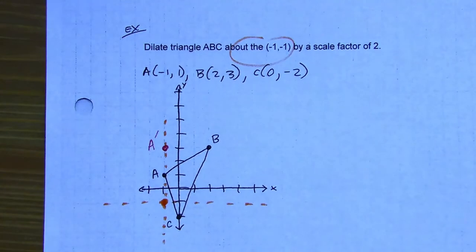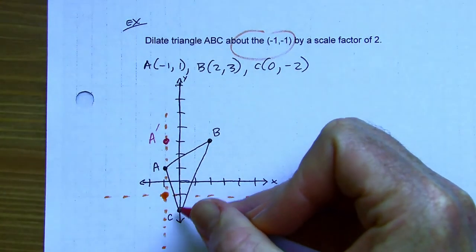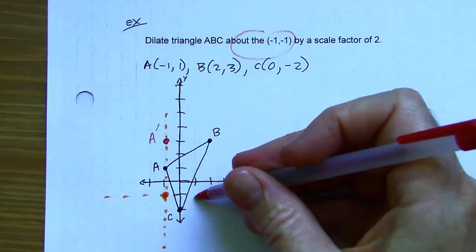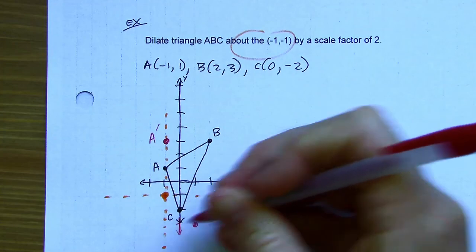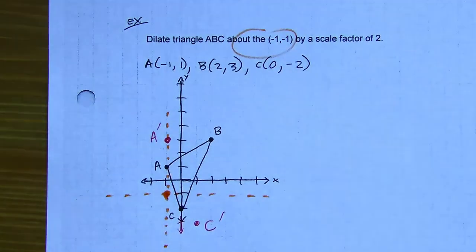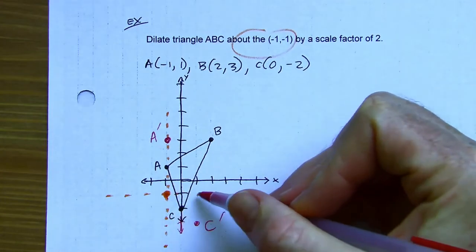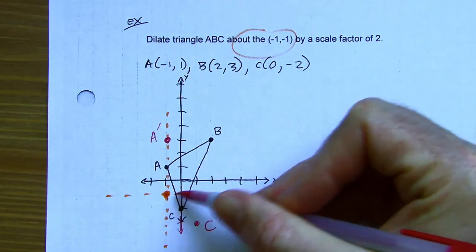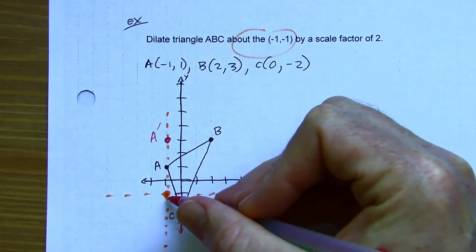There's A prime. And then let me try C prime. I can see this is 1 right, 1 down. So I'm going to go from the center 2 right, 2 down. I didn't quite leave myself enough space on there. There we go. C prime is going to end up something like that. And then B prime, let's see. I'm going 1, 2, 3, 1, 2, 3, 4. So I went 3 right, 4 up. I want to double that. So I'm going to go 6 right, 8 up.